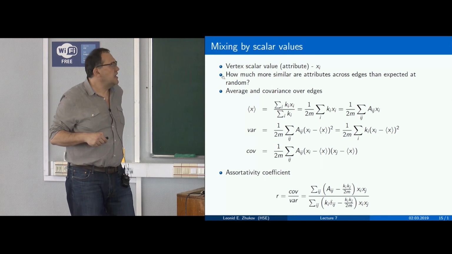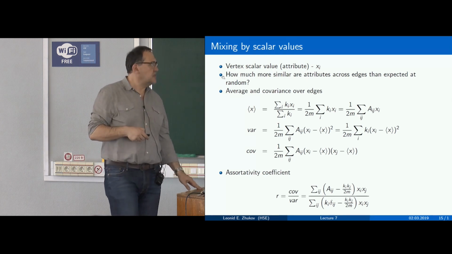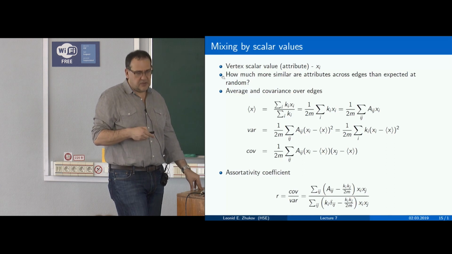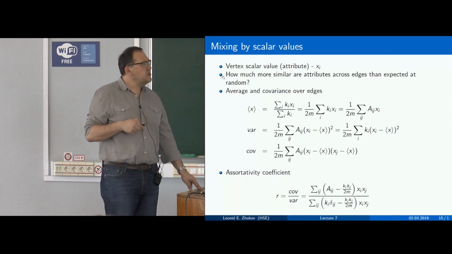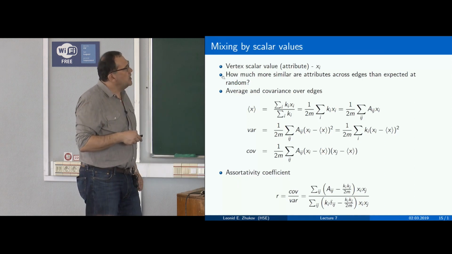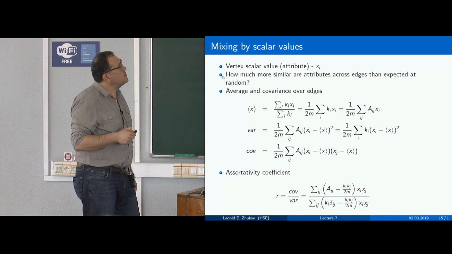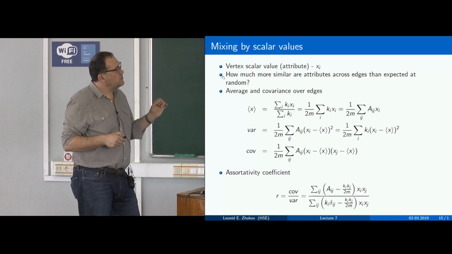Within NetworkX, I think there are functions that just calculate modularity and the assortativity coefficient for you. So you don't really need to calculate this yourselves, but you need to understand what they mean. Now, finally, there is one important use case, an important situation for this type of scalar mixing. And that would be the following.